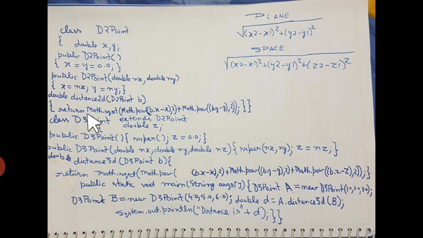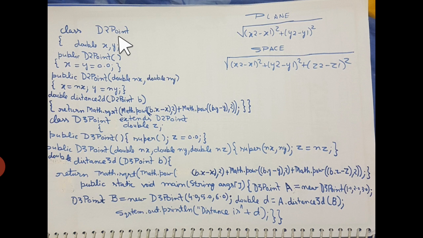Now return is used because the final answer is to be returned. Math.sqrt returns a double value, so double is also there as the return type. So we close this function and then we close the class. Which class? D2Point. So D2Point detail is over, students.